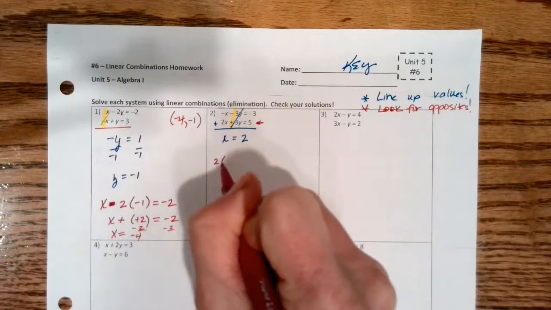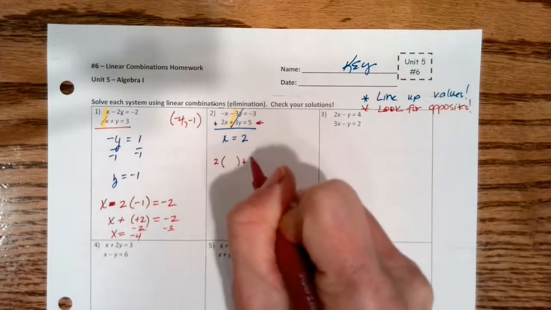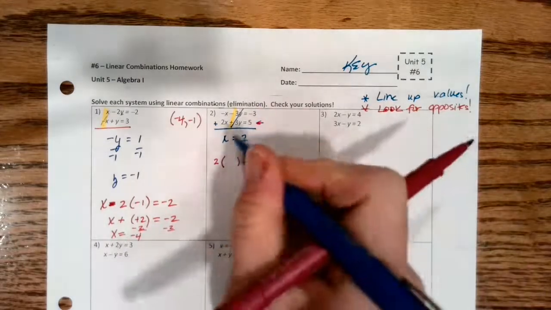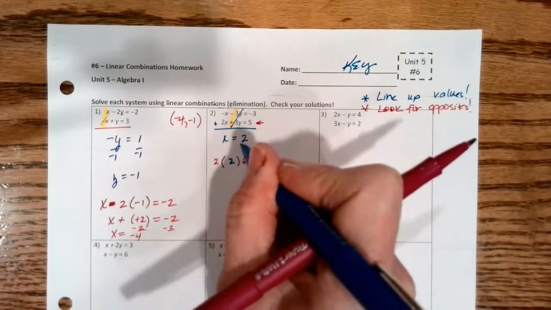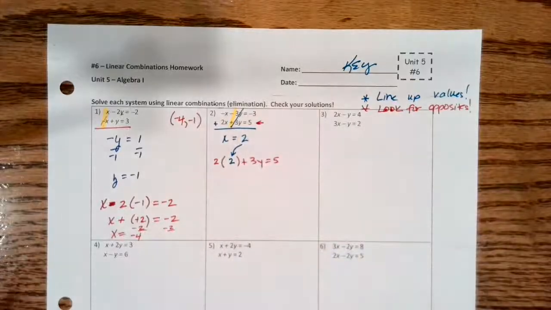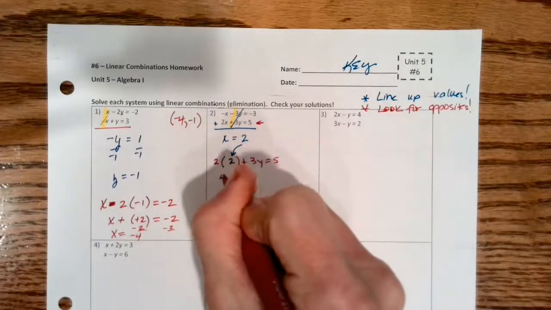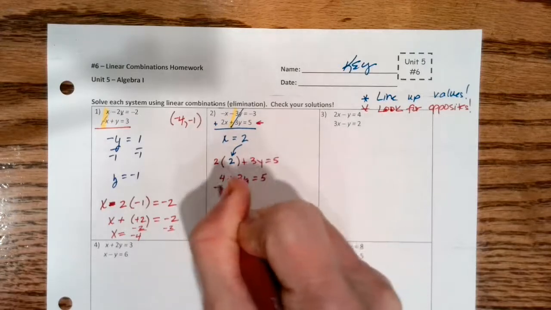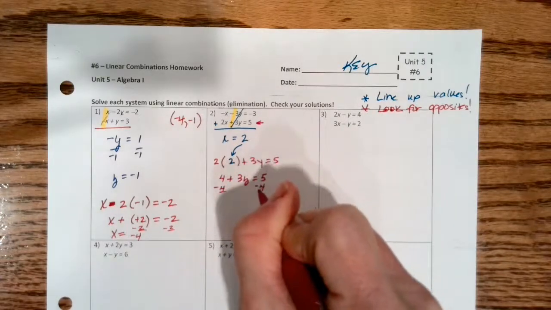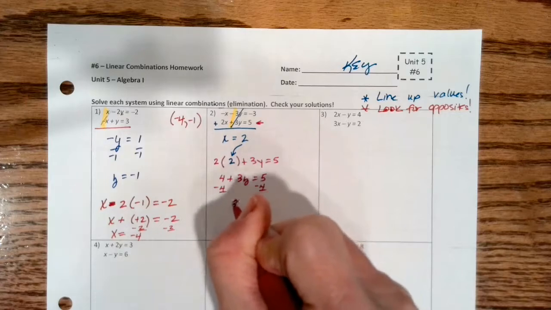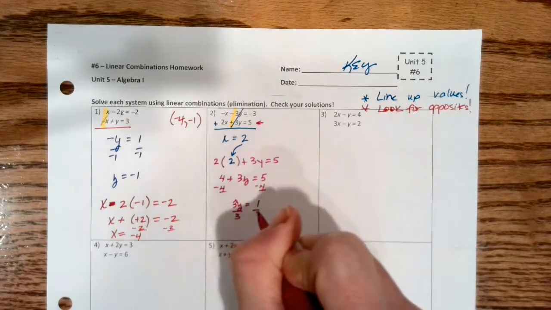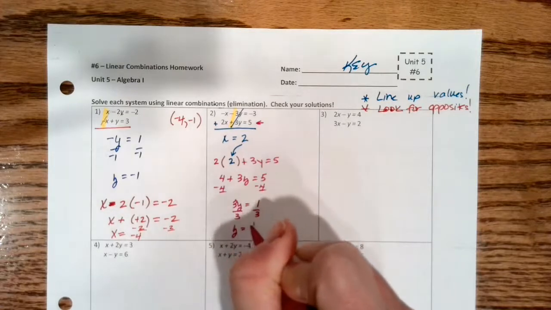So 2 times my value for x plus 3y is equal to 5. This value for x goes right in here. That's going to give me 4 plus 3y is equal to 5. I'm going to subtract 4 from each side. So 3y is equal to 1. Divide by 3, divide by 3. y is equal to 1/3.